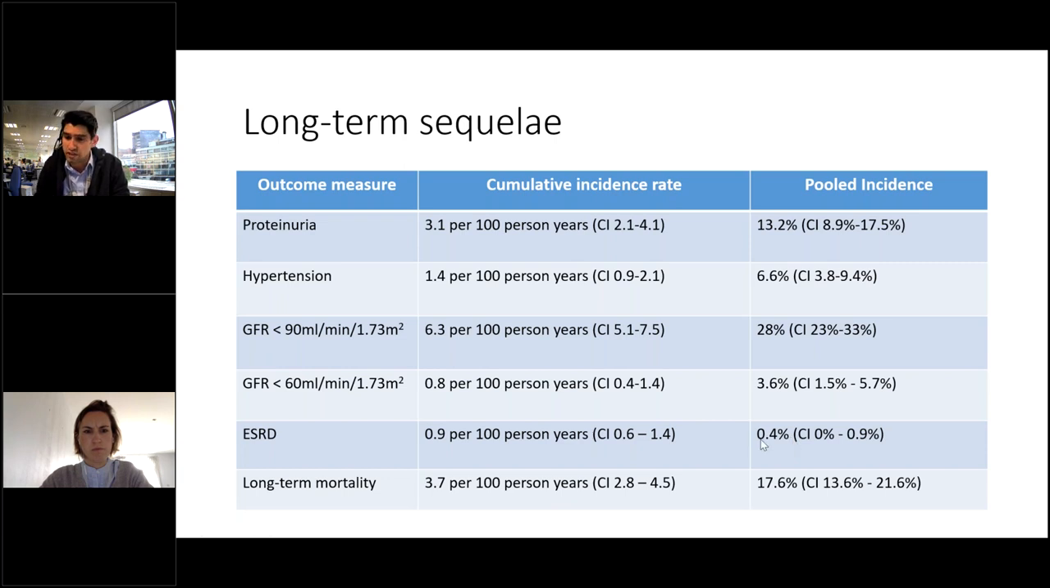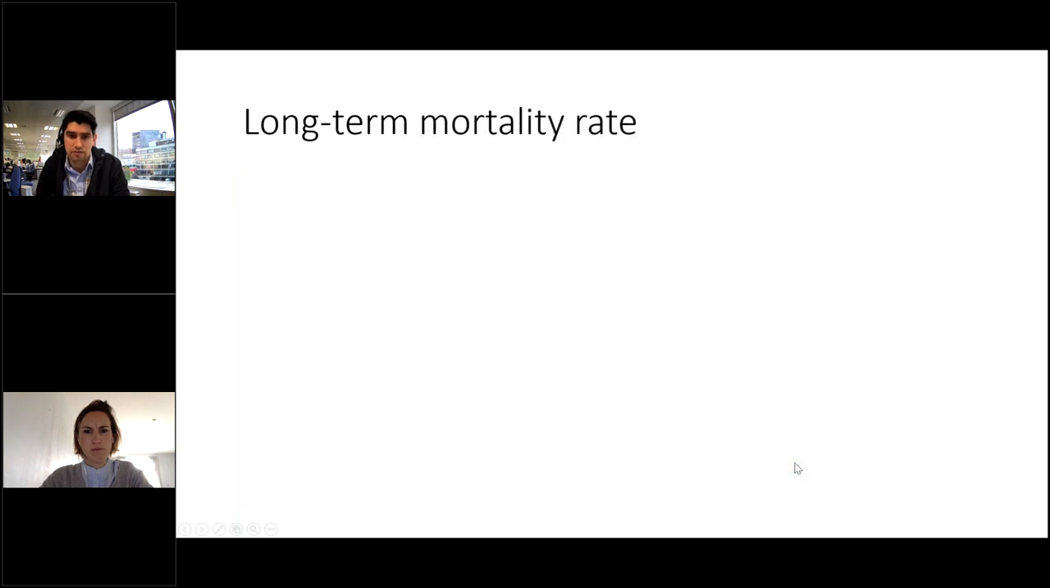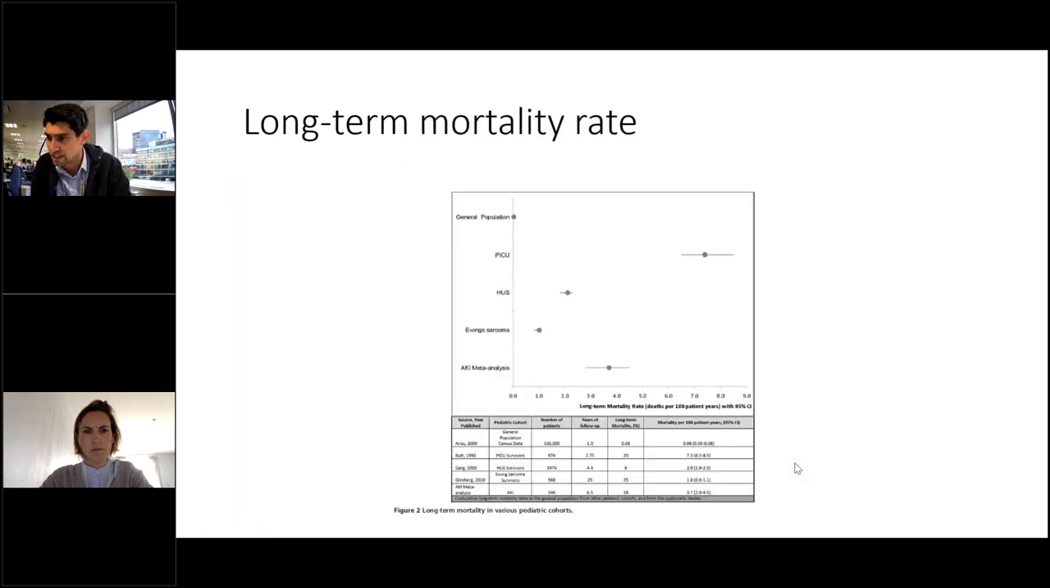And there was also an increased incidence in long-term mortality. And when you compare long-term mortality to other conditions, such as patients who've had hemolytic uremic syndrome or Ewing sarcoma, having an AKI in this meta-analysis had a higher incidence of long-term mortality, not quite as high as those who've been admitted to intensive care.